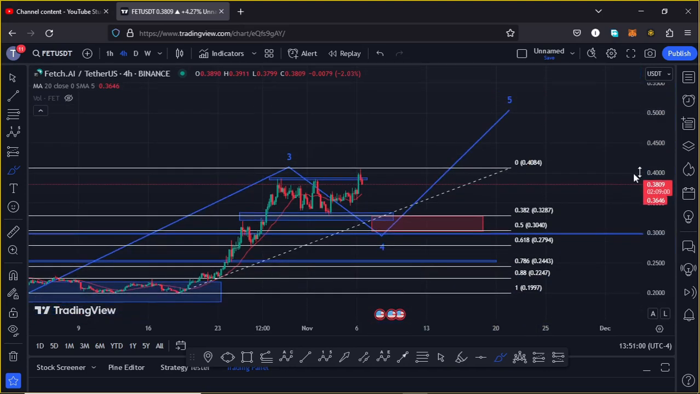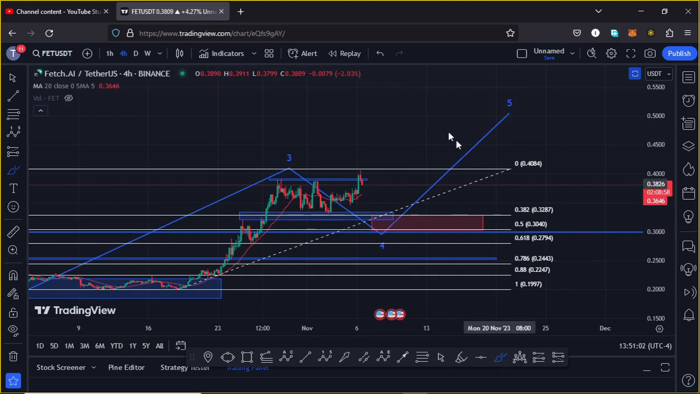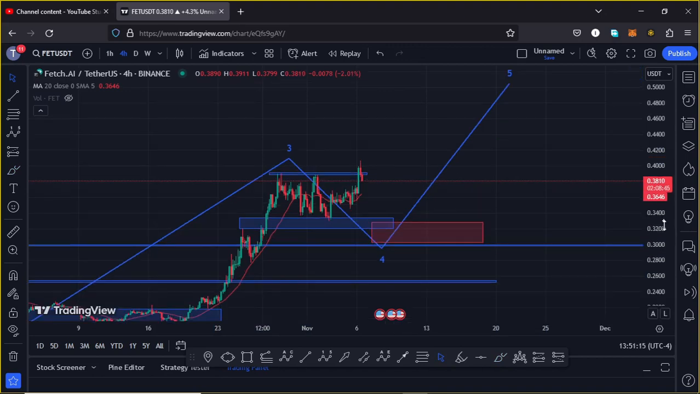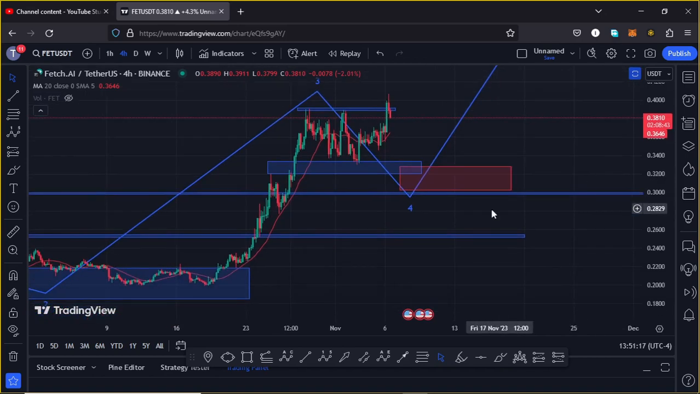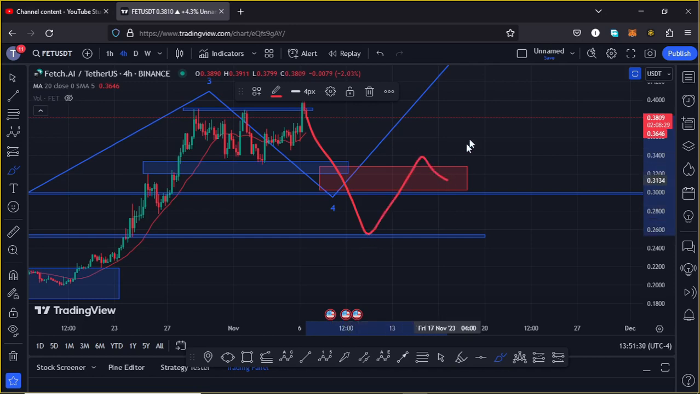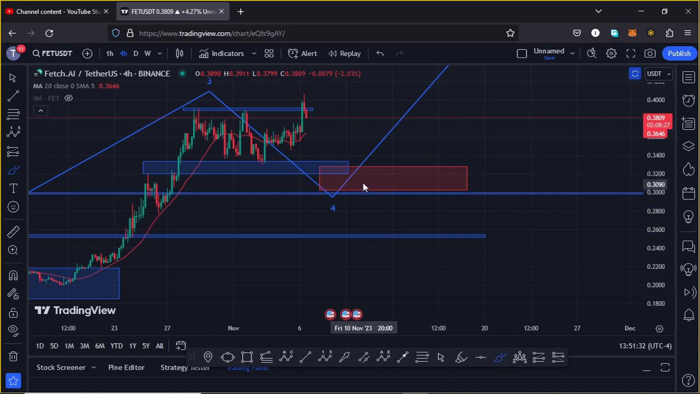But if by any chance we break out of this red target area to the lower side, and maybe we lose support at around the $0.295 mark, then I will be expecting further pullback on the Fetch AI chart, in a move that can give us a retest of the lows, that is a retest of the key area of support at around the $0.2561 mark. So that is what we can expect in the worst case scenario in case we lose this red target area to the lower side.